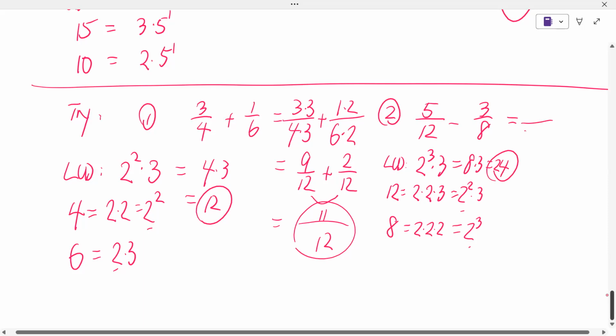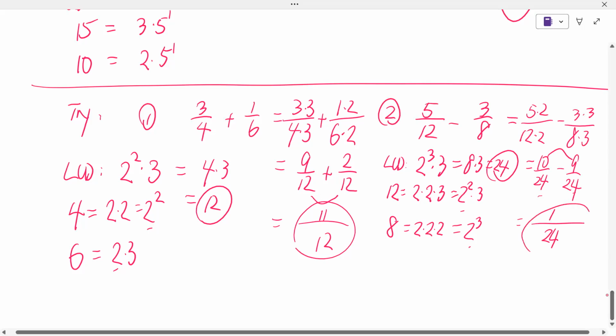First one, you multiply both top and bottom by 2. Second one, multiply both top and bottom by 3. So it's going to be 10 over 24 minus 9 over 24. Like fractions, keep the same denominator, 24. 10 minus 9 is 1. So the answer is 1 over 24.